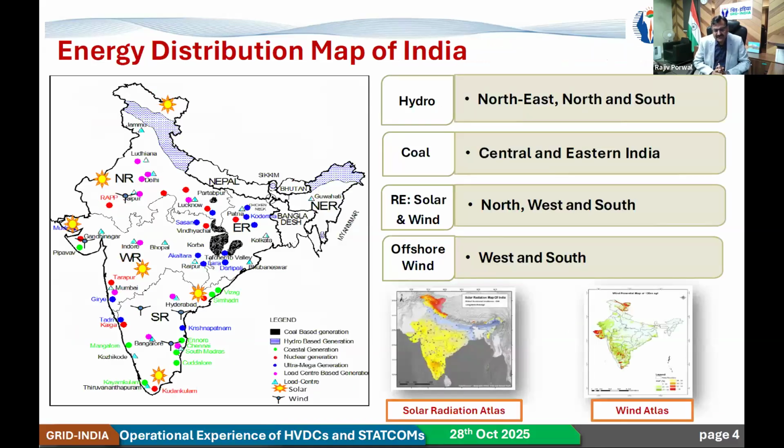So this is what the energy distribution map of India looks like. In the north and northeast, we have very good hydro, and also in the southern region. Then we have very good thermal, basically coal-based thermal power plants, in eastern and western India. Then we have renewable solar and wind energy in the north, mainly the western part of the country, and the southern part of the country. So this is what our map looks like for the resources.